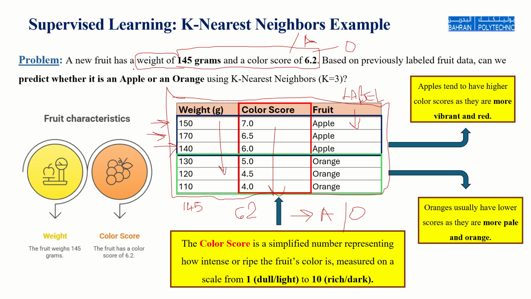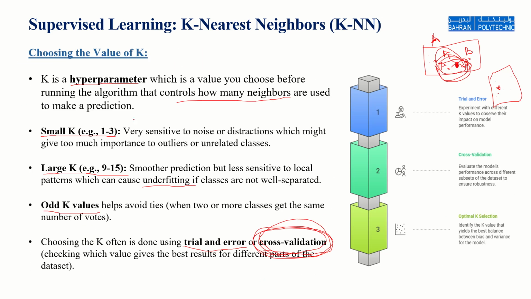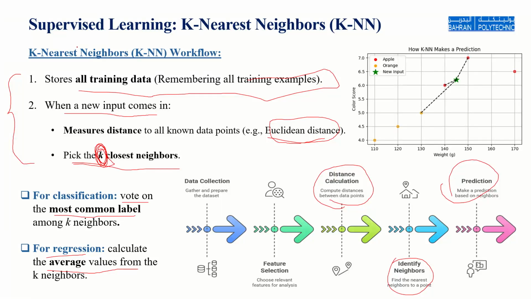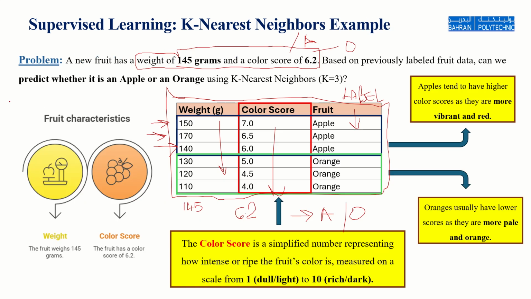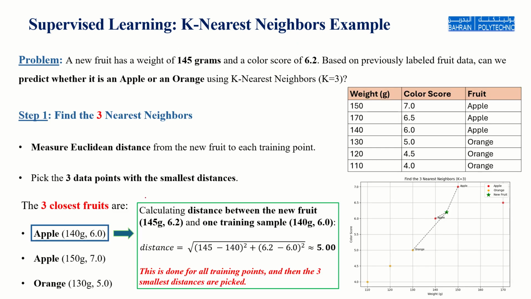Now for that, your algorithm is as simple as this. When a new point comes, you measure the distance. You need to find the distance between the points. One of our main test points is 145, 6.2. So you find the distance between this point and the first point, this point and the second point, the third point, the fourth point, like that, the distance between all the points.